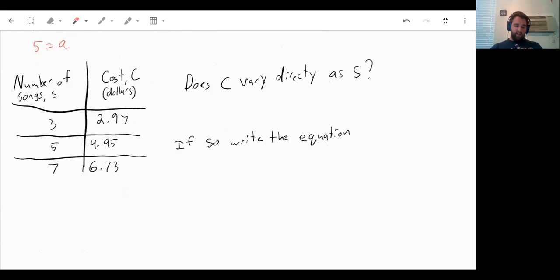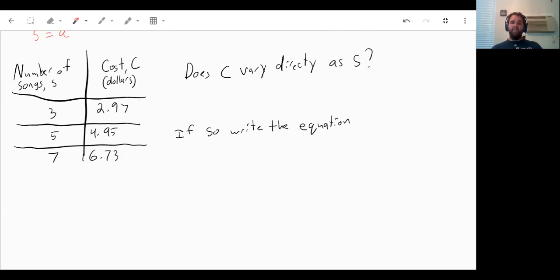One final question here is back in the day before Spotify, which is hard to believe exists now, but back then you actually had to purchase your songs, and you could buy them either on a full album or individually as an individual song here or there on iTunes. Now, that's the era that this question is from. So this is a table showing the number of songs that you buy and the total cost to you. The question is, is this a direct variation equation?